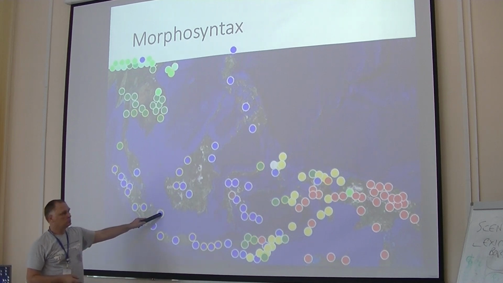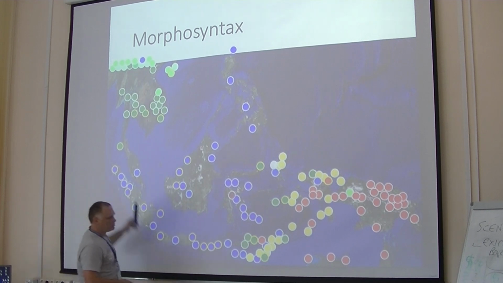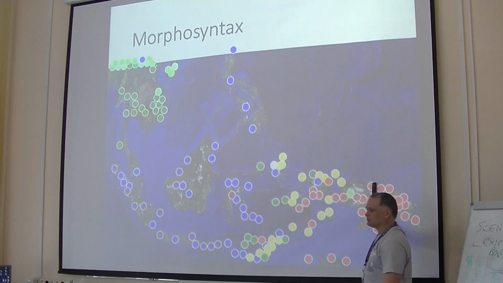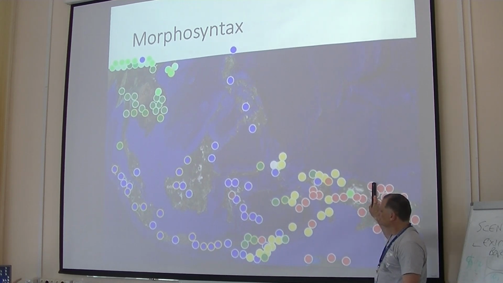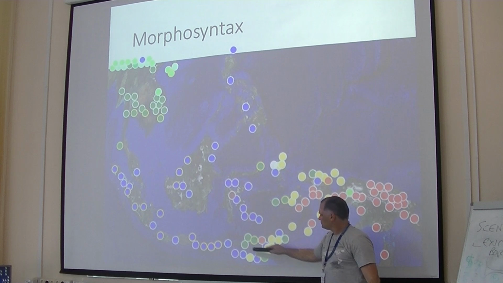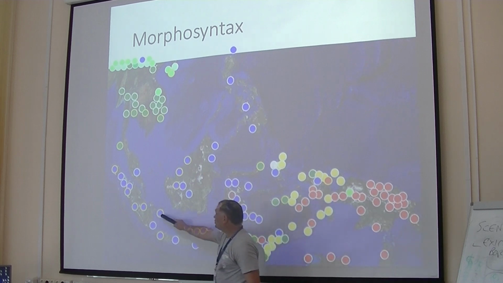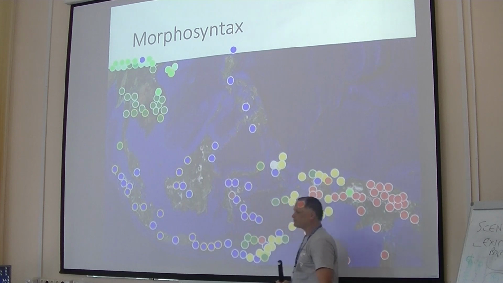But where is the border of Indonesia? Indonesia runs from here to here. So can it be that these dark green circles just have an influence from standard Indonesian? And that's what standard Indonesian looks like. Ah, okay. I see that.